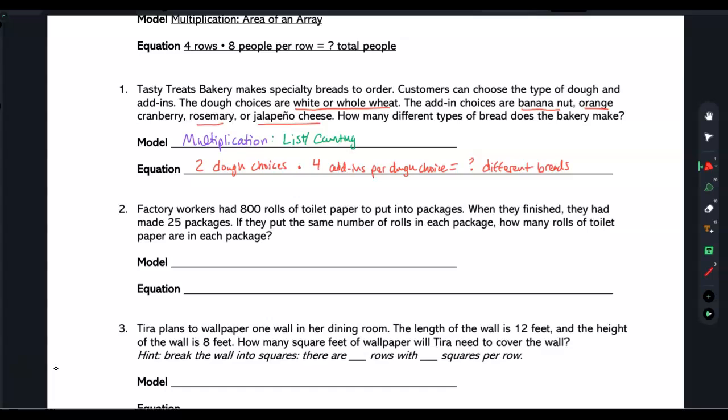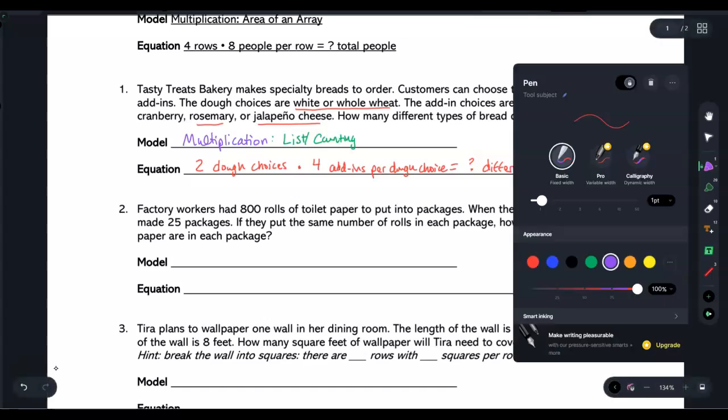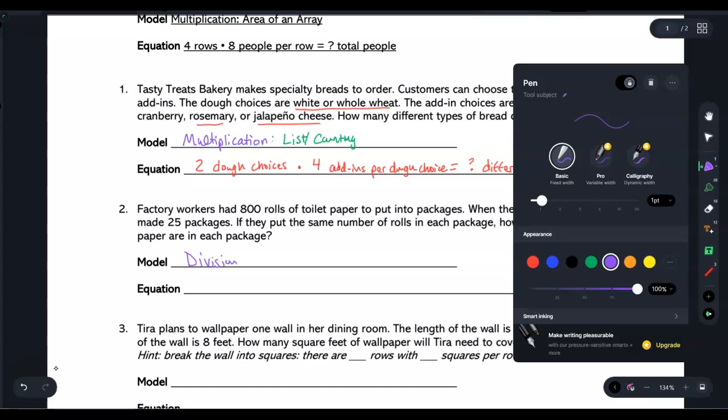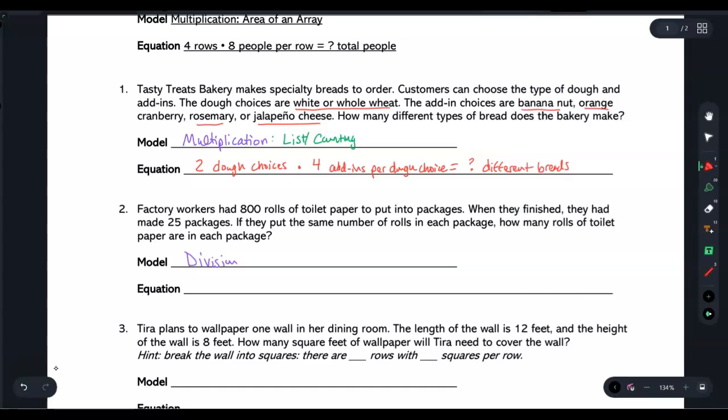If they put the same number of rolls in each package, how many rolls of toilet paper are in each package? So looking at this, I would say this is probably division. If you're not sure though, we can always set up our setup equation. And in terms of what this is, this is either going to be my sharing or my equal group problem, right? I think the setup equation will help cement that for us, but how can I know?